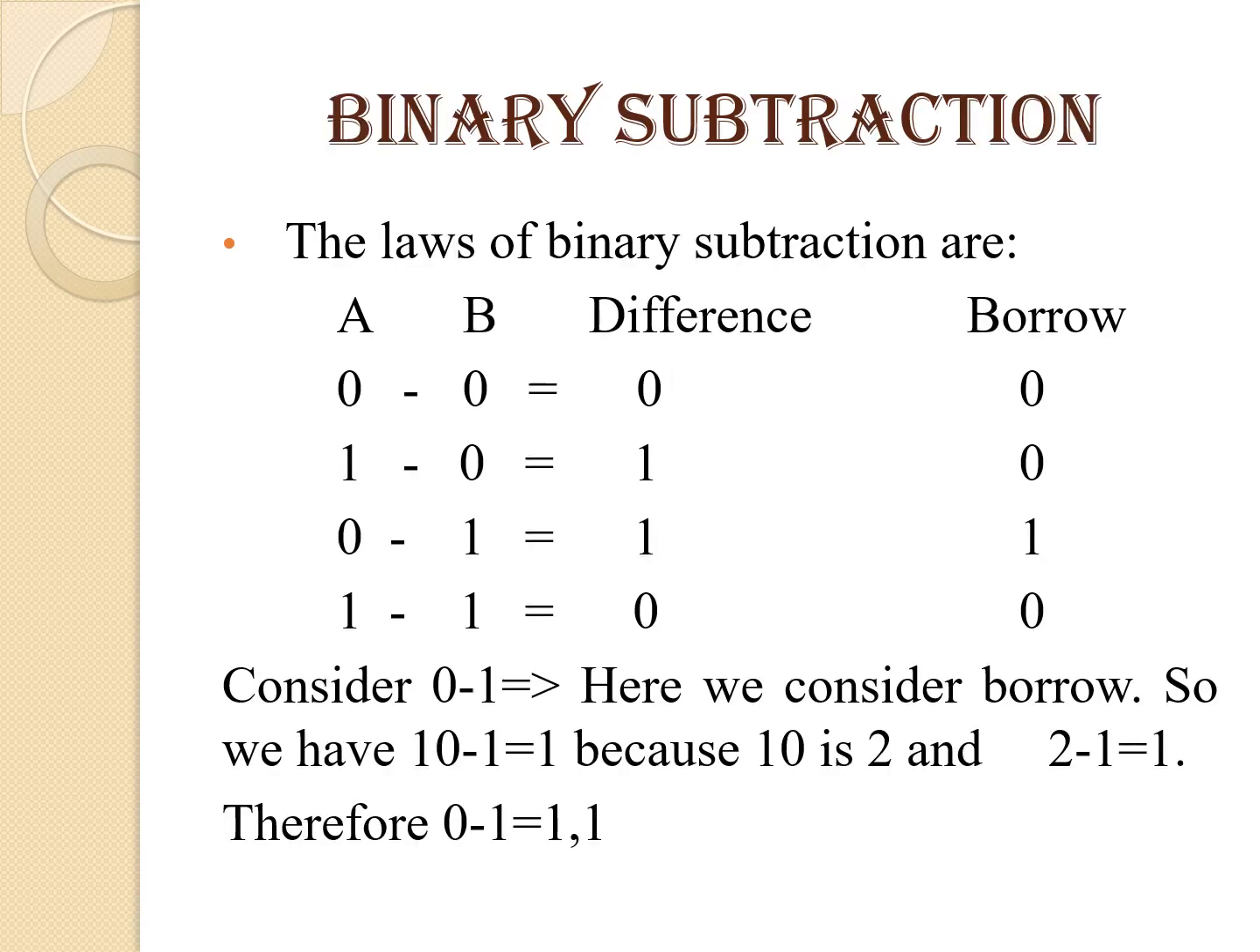Next topic is binary subtraction. The rules of binary subtraction are: 0 minus 0, difference is 0, borrow is 0. 1 minus 0, difference 1, borrow 0. 0 minus 1, difference is 1, borrow is also 1. And 1 minus 1, difference is 0 and borrow is 0. Here we must remember one thing, that 0 minus 1 gives difference 1 and borrow 1.